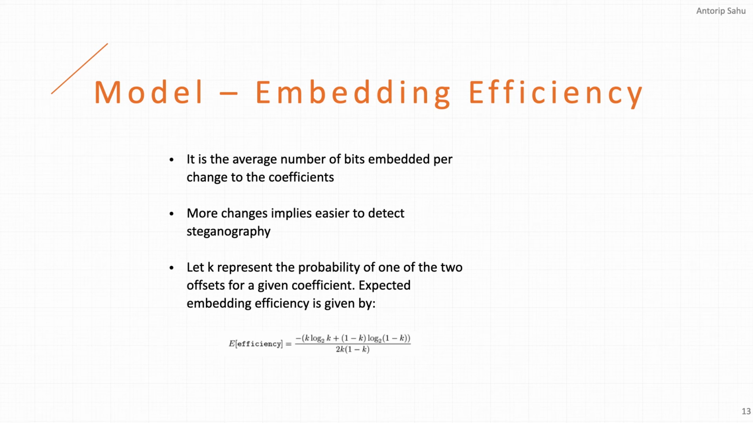Let K represent the probability of one of the two offset symbols for a given coefficient. We have a formula to calculate the expected embedding efficiency. We find that the expected embedding efficiency is never smaller than 2, as K is a probability value between 0 and 1.